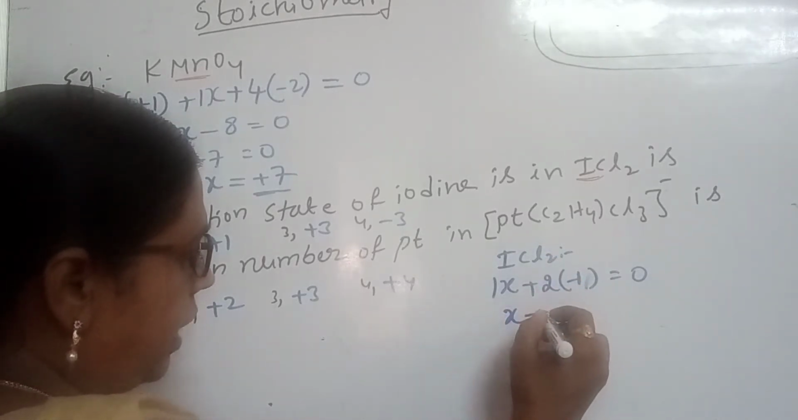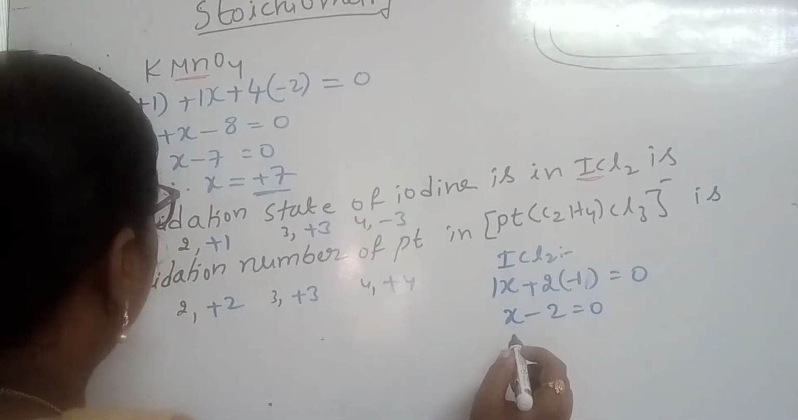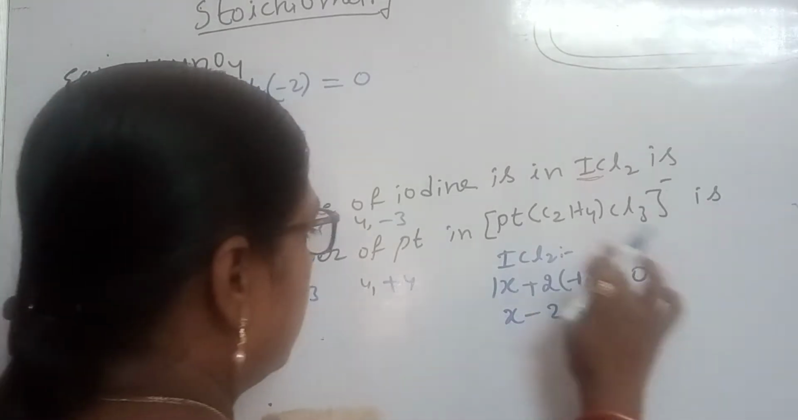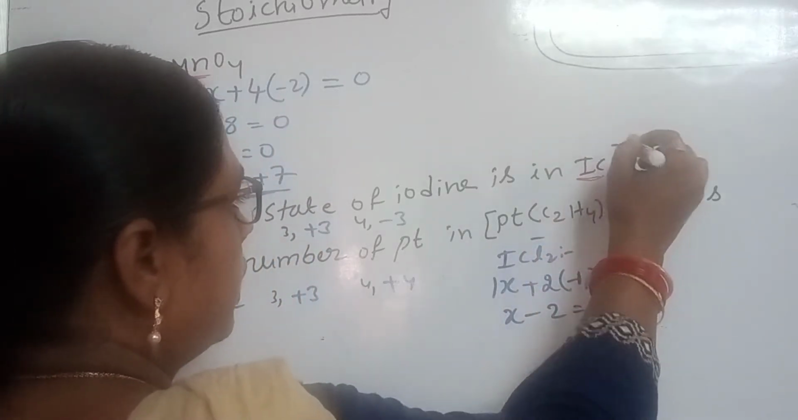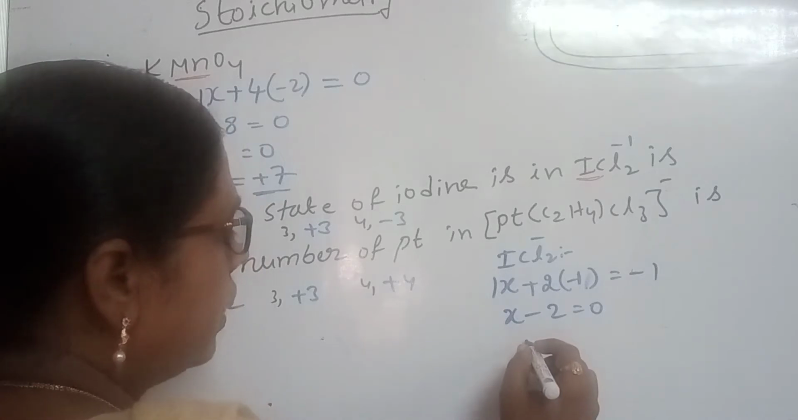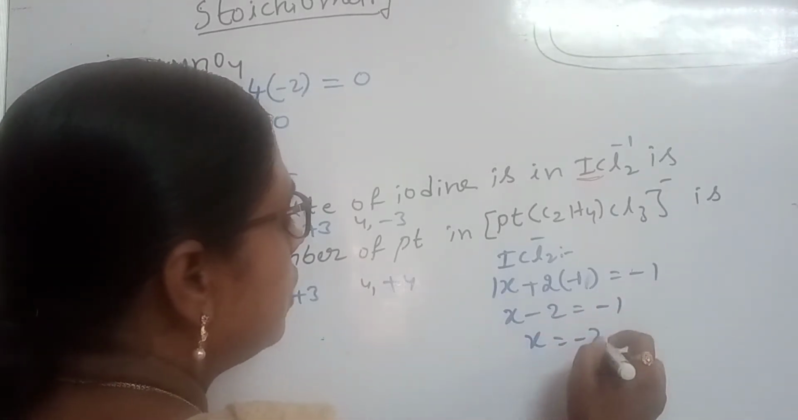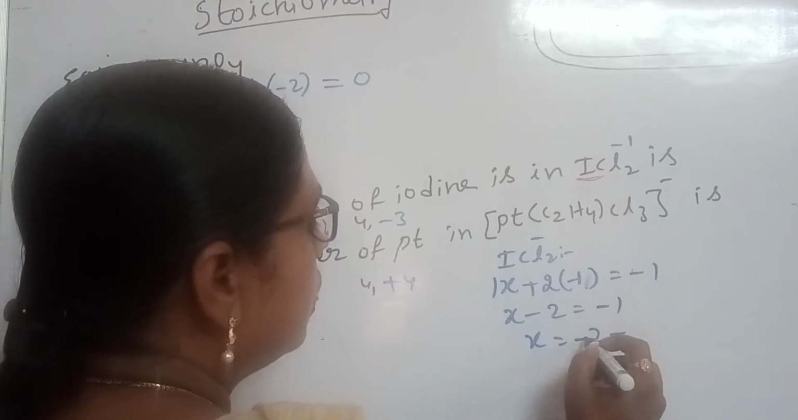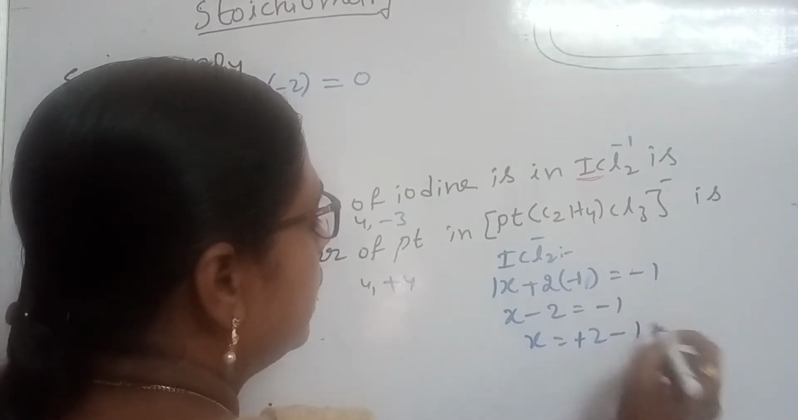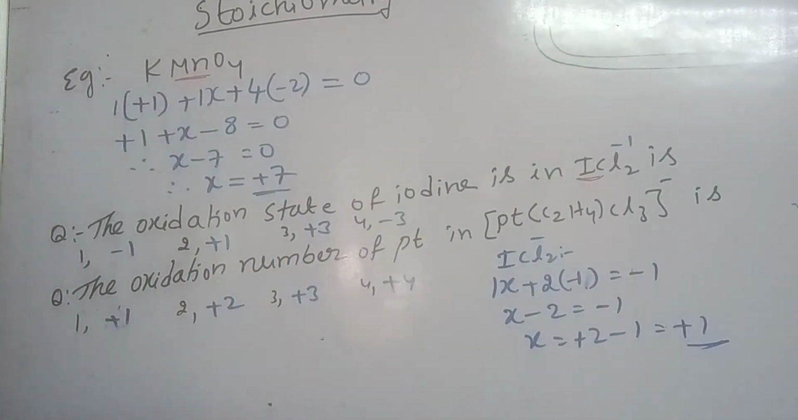So what do we get here? x plus 2 times -1 is equal to 0. Or for example, -1 is given here, so it is equal to -1. So x minus 2 is equal to -1, so x is equal to -1 plus 2. How much do we get here? +1. So the answer is +1.